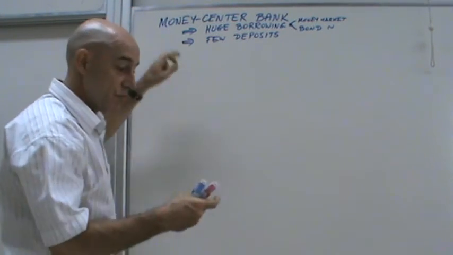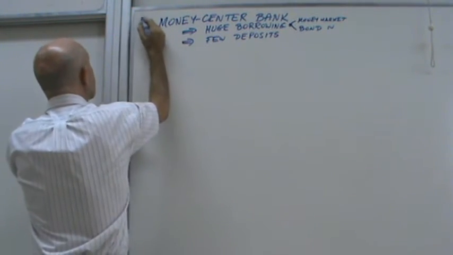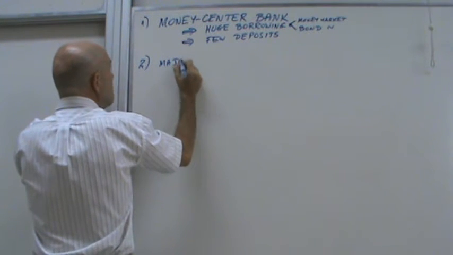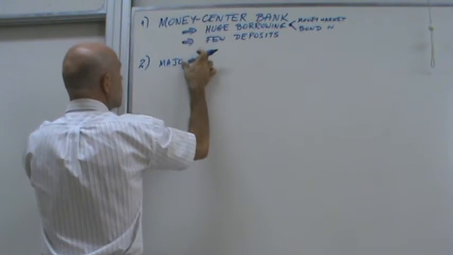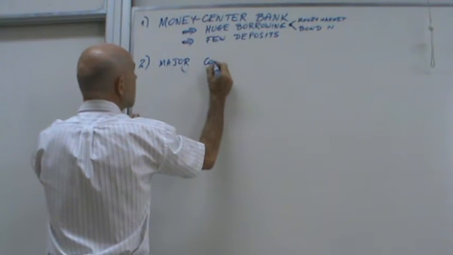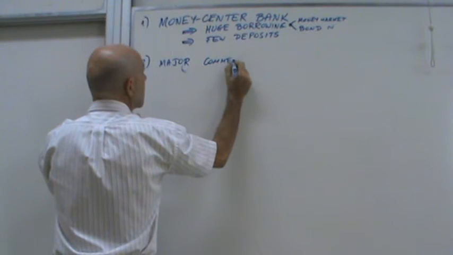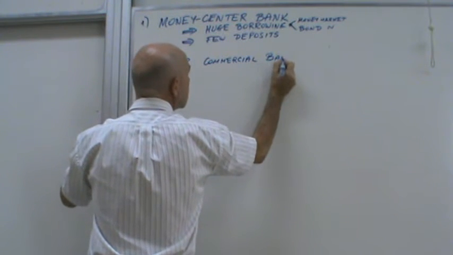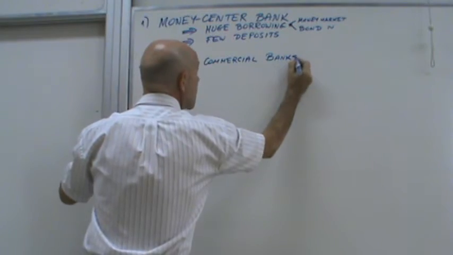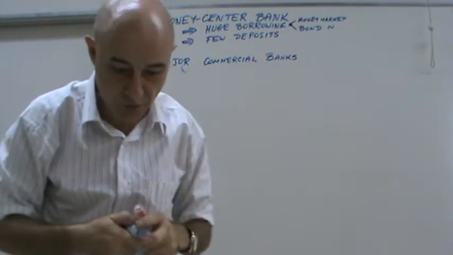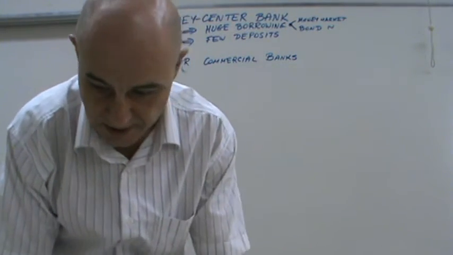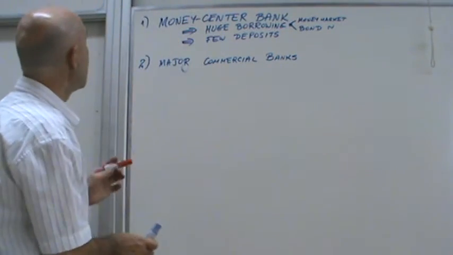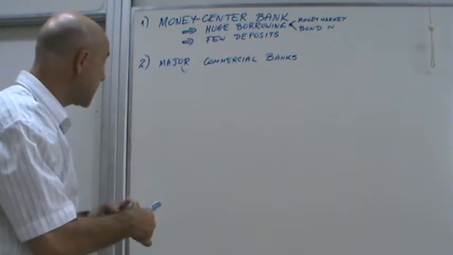And money center banks, so these are the participants, will be what we can call major. So major is big. Commercial banks. So commercial banks and money center banks will be the major players. Let's see what else we got. Okay, long, short, I deleted it.